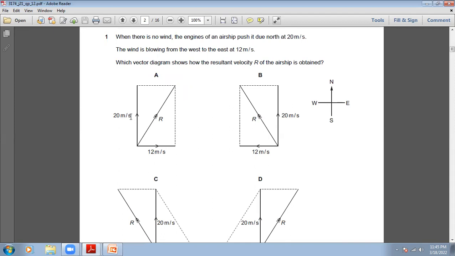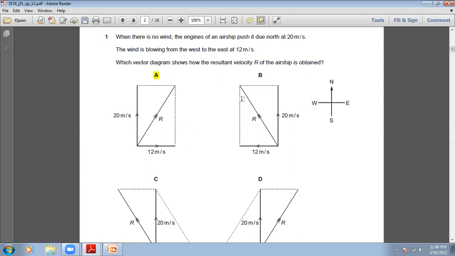So if you look here, 20 meters per second towards the north, 12 meters per second from west to east. Their tails are joined here, so we will complete the parallelogram. And then where the tails are joined, I will join that point with the opposite corner. That will be the resultant. So I think that A is the best option.